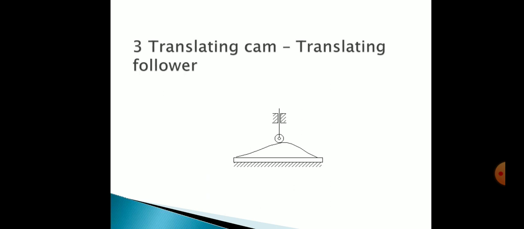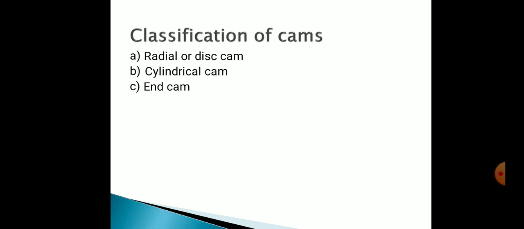Number 3: translating cam, translating follower. The figure clearly shows the translating cam, and the small-diameter round shape is called the translating follower.